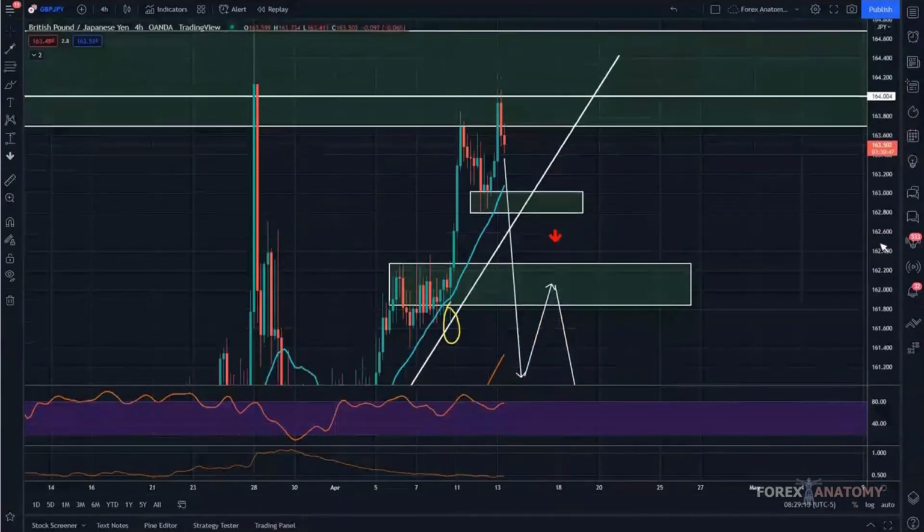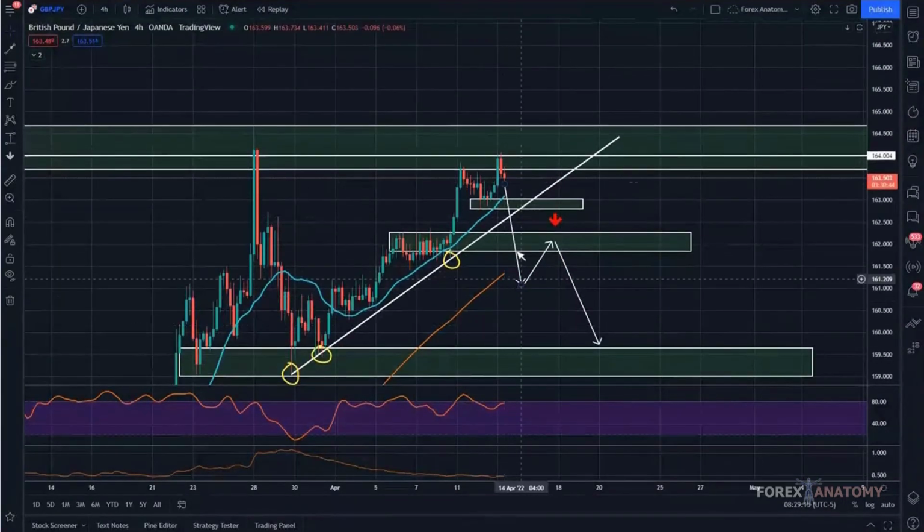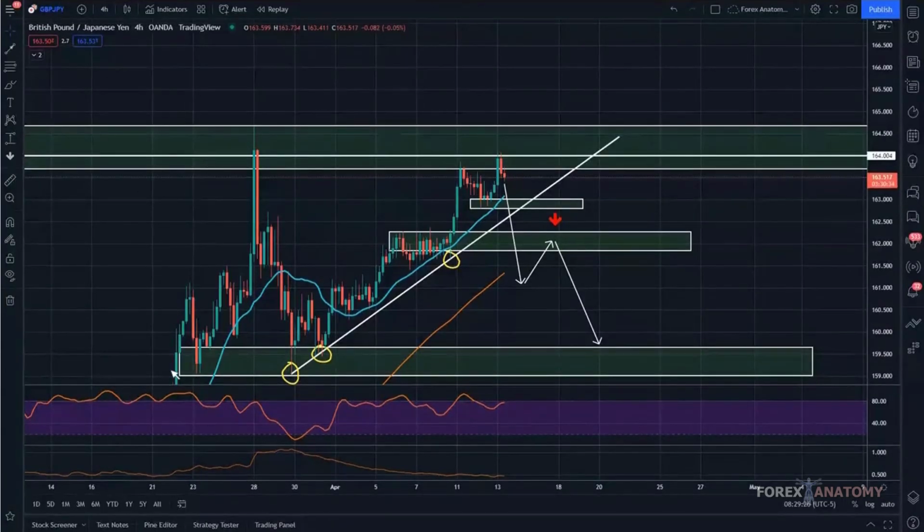So again, this is on a 4-hour. Wait for a break, an expansion to the downside, pull back, then look for a sell on bearish confirmation. All right. So are there any questions about the pound yen before we move forward?